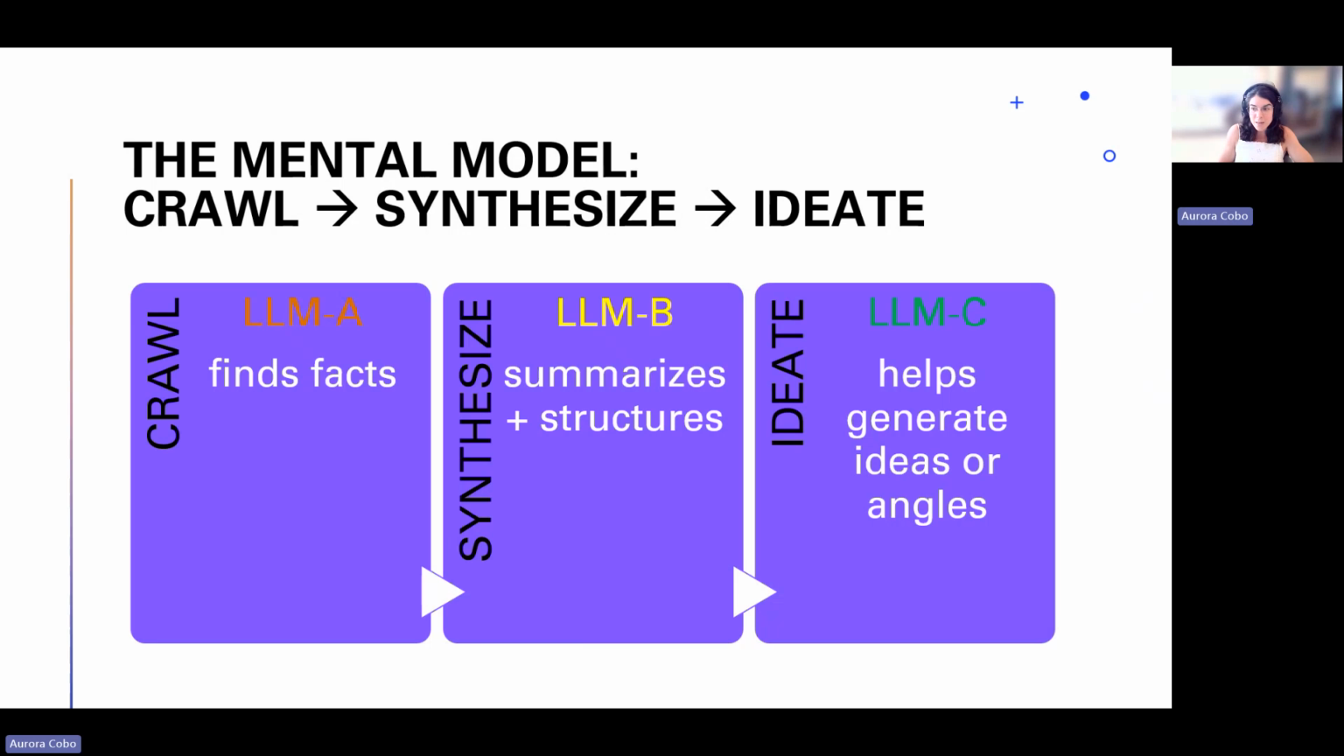And for that, I propose a mental model. This mental model has three different stages. The first one is crawl, the second one is synthesize, and the third one is ideate. In the crawling step, we can use a large language model to find different facts about any topic. In the synthesize stage, we can use another large language model to summarize and extract the information from the previous model. And in the ideate stage, we can use the same model or a different one to help you generate the main ideas for your content.